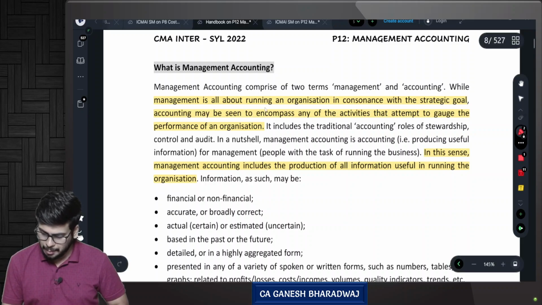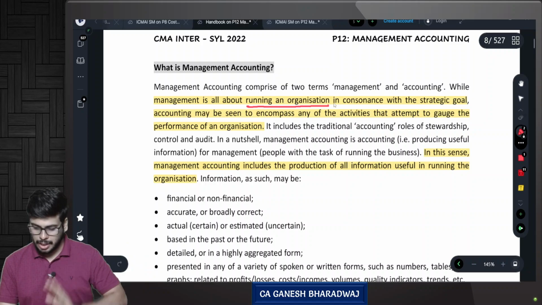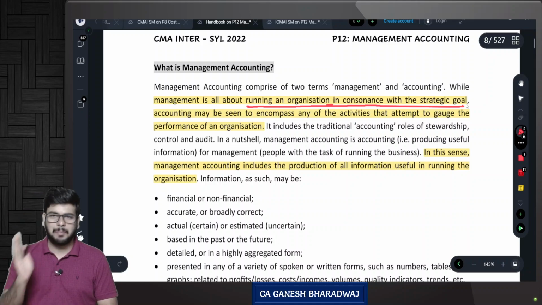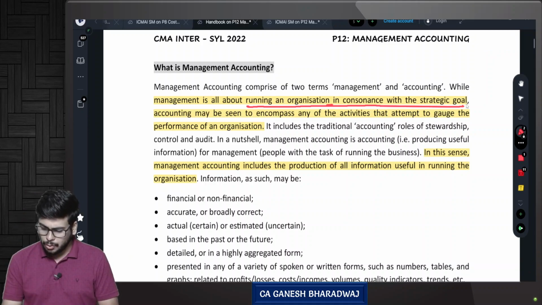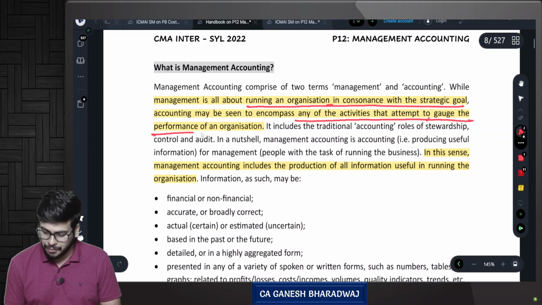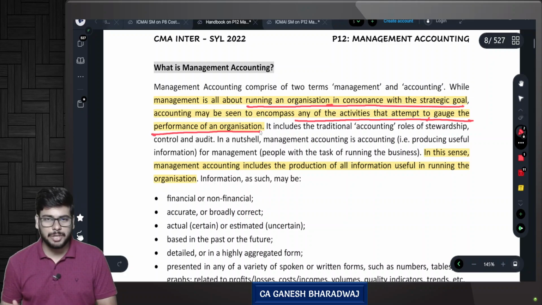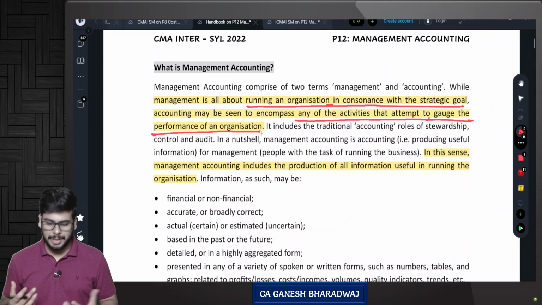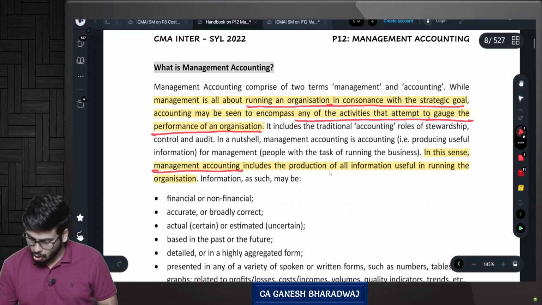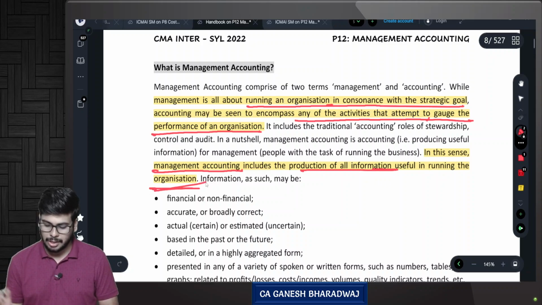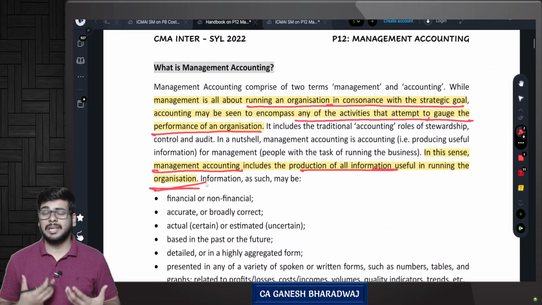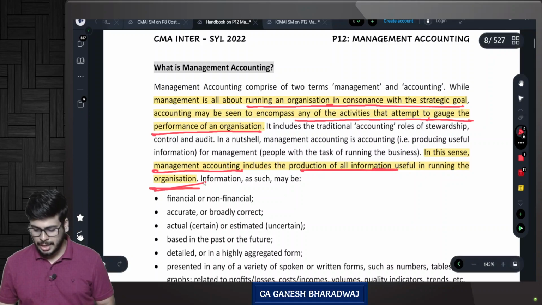Management is about running an organization in consonance with your strategic goal. Consonance means what? At par with your strategic goal. Accounting may seem to encompass any of the activities that attempt to gauge the performance of the organization. Gauge means what? Validate. So how good the company is performing. Correct? In this sense, management accounting includes production of all the information useful in running the organization. So any information, presented in a manner useful for taking decisions, is called management accounting.